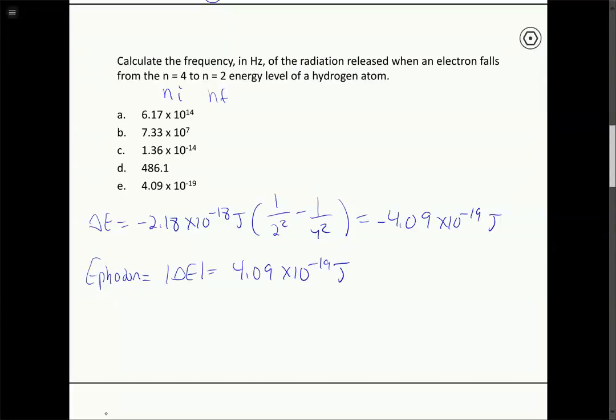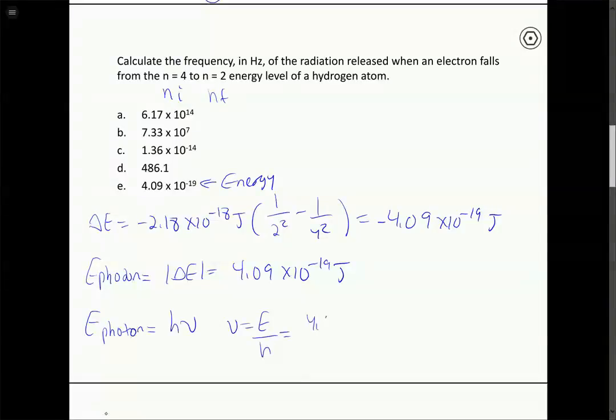Alright, so again, many of you picked choice E. This is the energy of the photon, but we're interested in the frequency in this case. So here the math is even a little bit simpler. So the energy of the photon is equal to just h times the frequency, so that means the frequency is just equal to the energy divided by h.